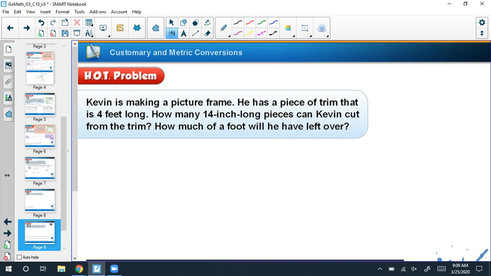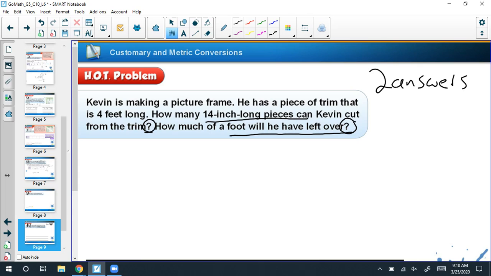So the first thing I'm going to do is look at this, and I have 2 questions. How many 14-inch long pieces can he cut is question number 1. How much of a foot will he have left over? Because I have 2 questions, I need to have 2 answers. I know that we have trim that's 4 feet long. I know that I need to think about this in terms of inches.